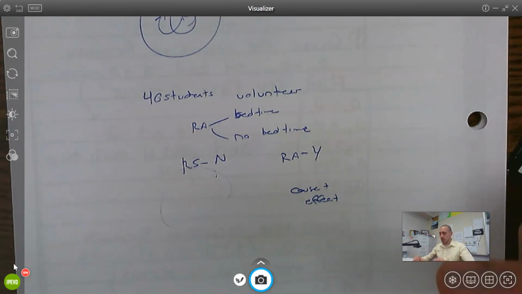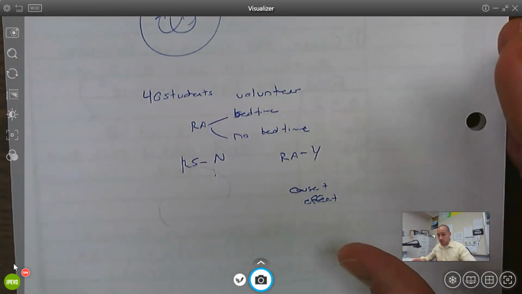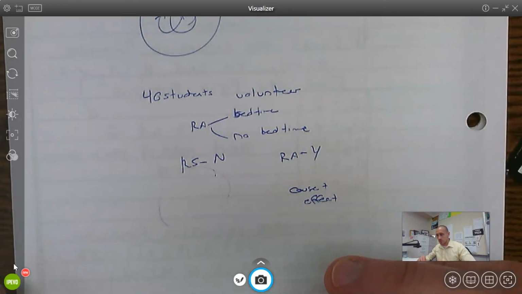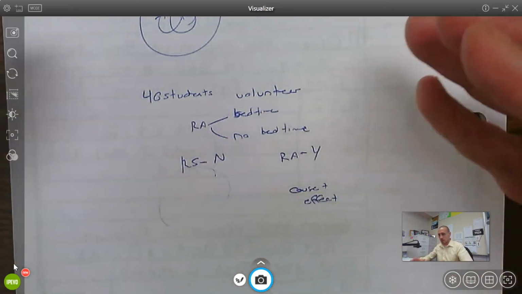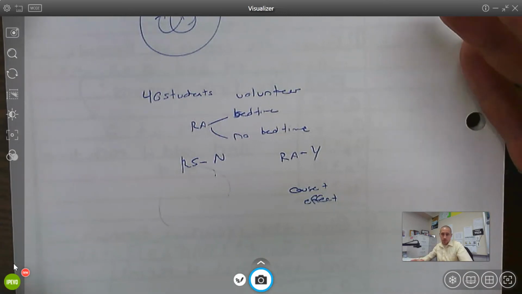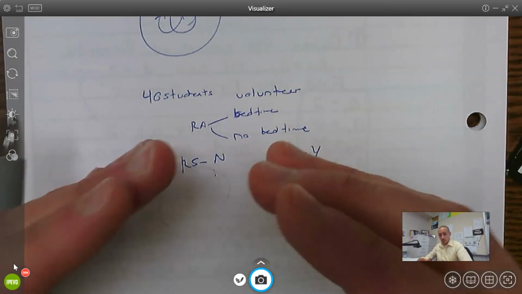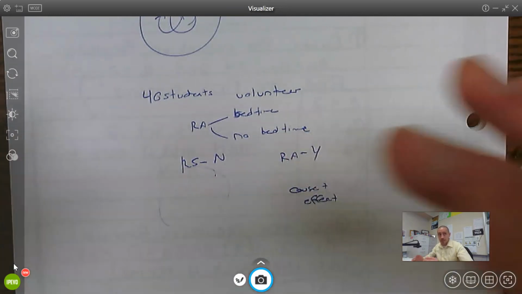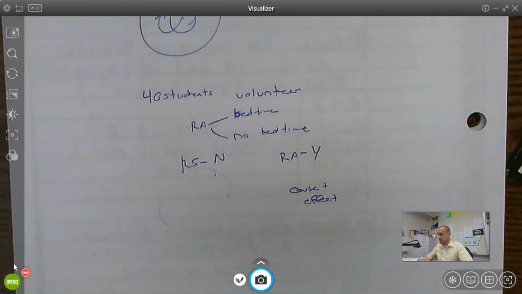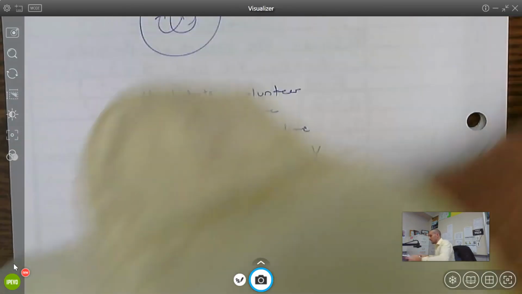You're just looking at the scenario presented and looking for, do you have a random sample taken? If you do, what happened in that sample? You can generalize the results to the population. And do you have random assignment? If you do, then you can conclude cause and effect. So that's really it.